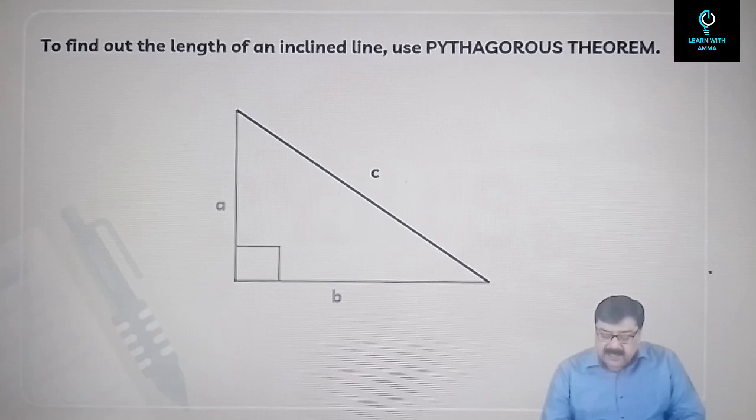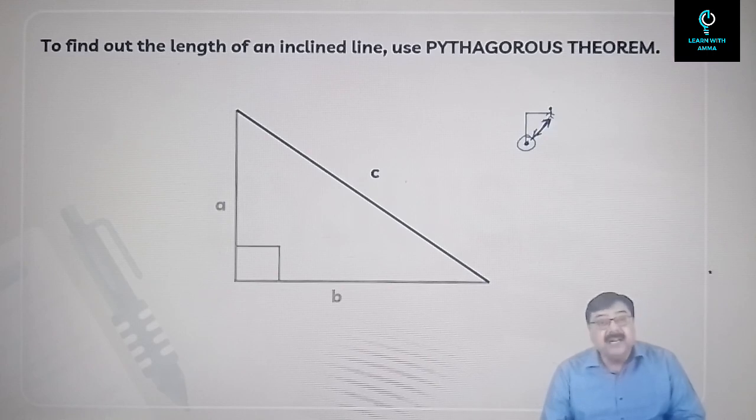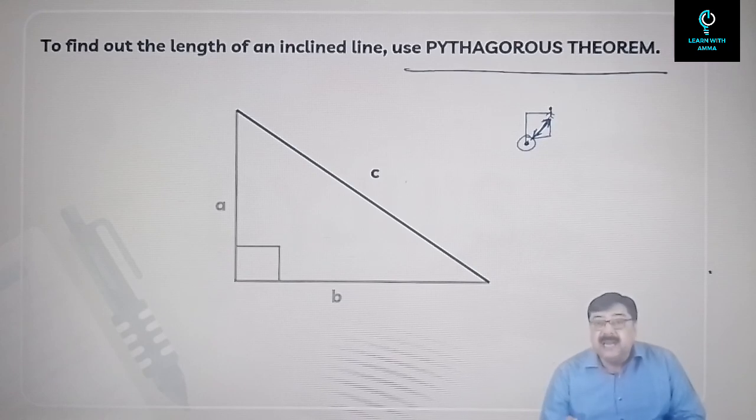Now it could be that a person starts walking from this point, goes straight, turns right. Now you have to find out the distance between this person and the starting point. In that case, you have an inclined line. So take the vertical and horizontal component of this inclined line and apply the Pythagoras theorem to find its length.